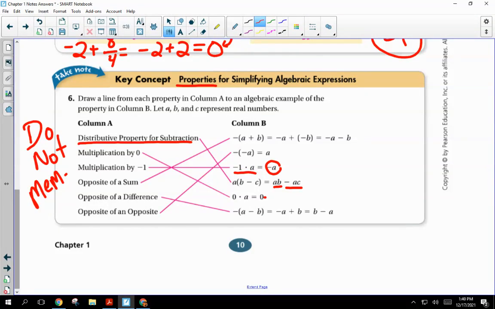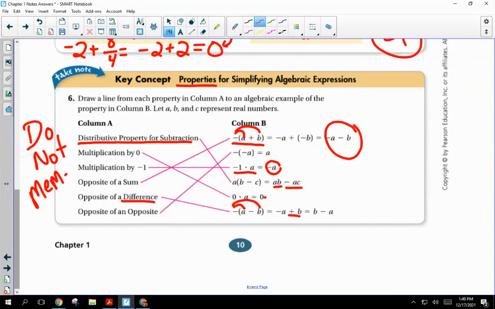Opposite of a sum. So here's the opposite. If you have a negative outside of parentheses, you distribute that negative into the parentheses. So anything inside the parentheses becomes negatives. Opposite of a difference. Remember, difference means subtraction. So opposite of a subtraction is addition. So negative A, then a negative times a negative is actually a positive B.